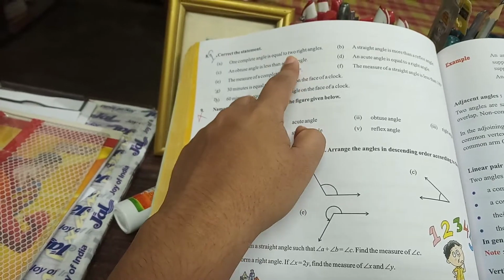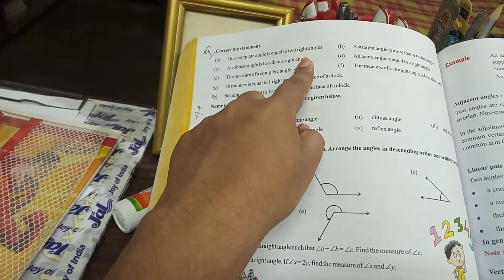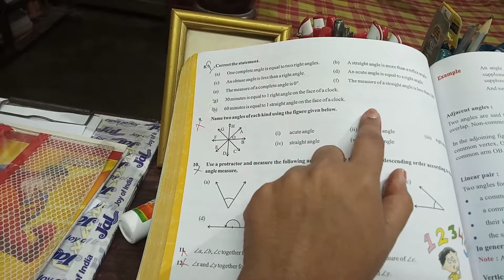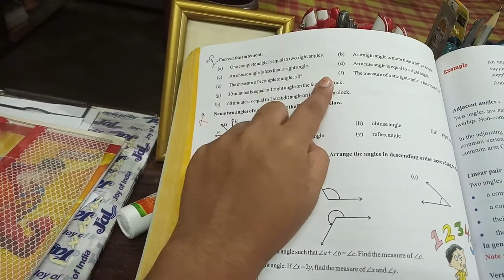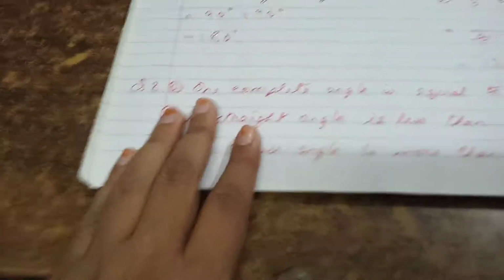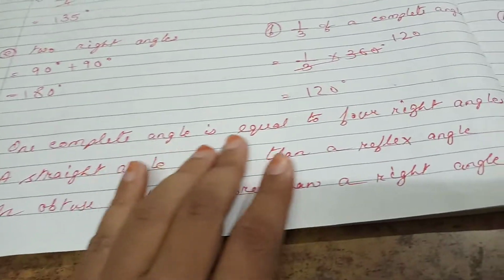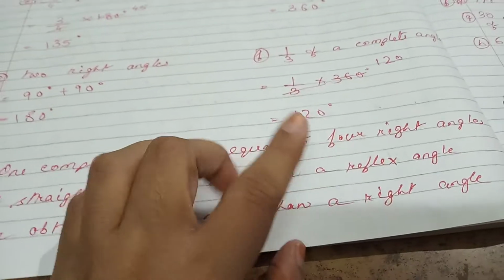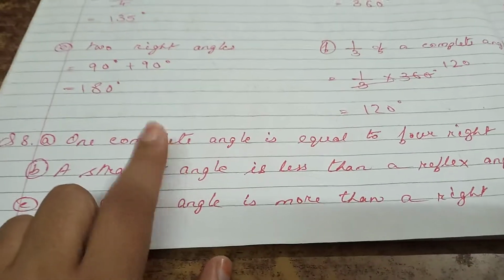Is this correct? It's not correct, because 2 right angles means 90 plus 90. 90 plus 90 gives us how much? 180. Now 180 is not a complete angle. 180 is a straight angle. So your correct answer will be one complete angle is equal to 4 right angles. If you add 90 degrees 4 times, then you get one complete angle.